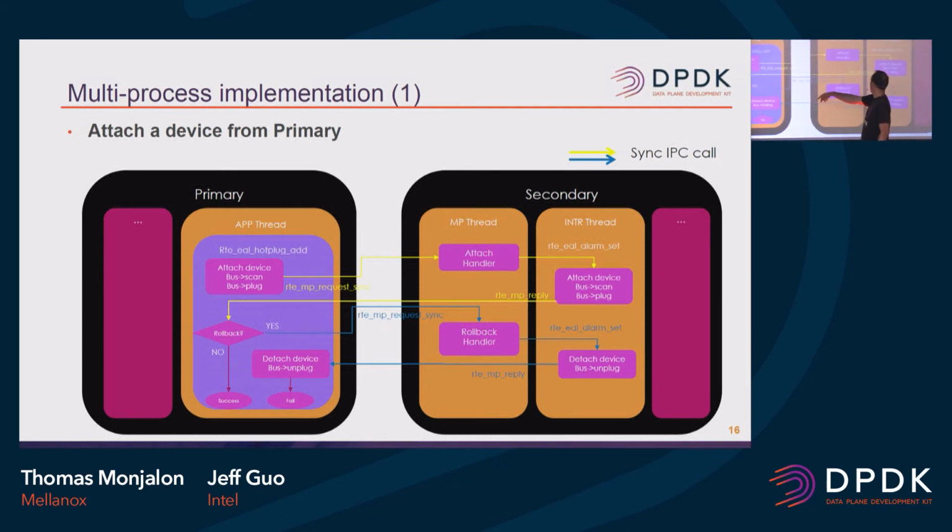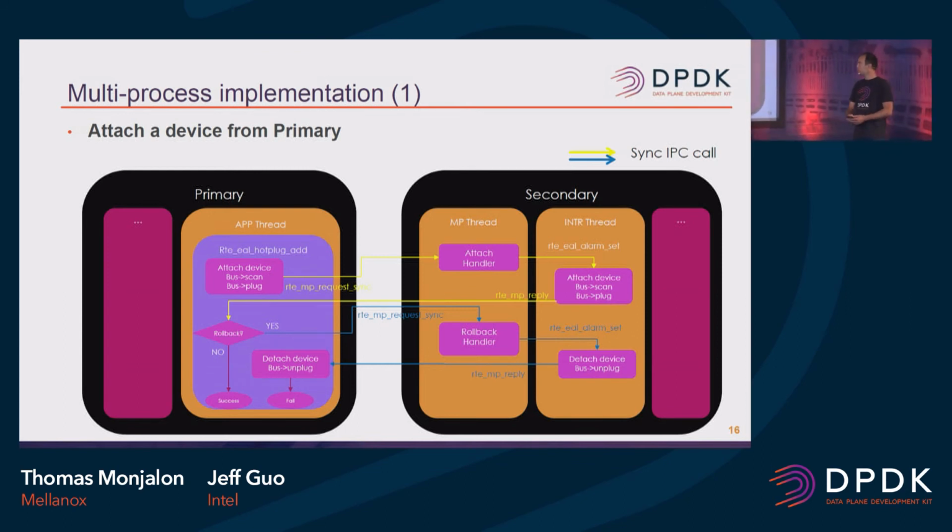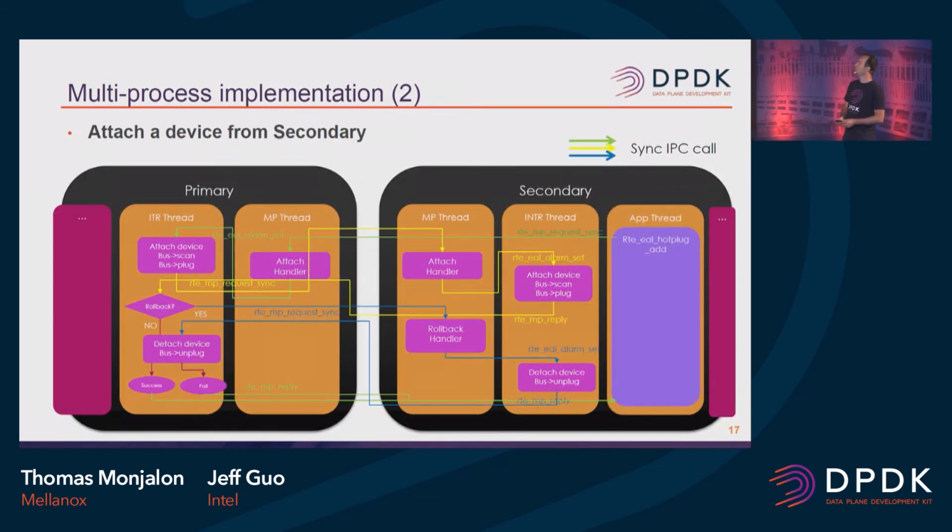If it's not okay, if we need to roll back, we send another message. This is the blue message. You have here a rollback handler, and again, for the same reason, you need to defer the reply to the interrupt thread, and then you send your reply to the primary process. This one is not so complicated, but if you are attaching a device from a secondary process, given that the primary process is managing the device database, it's a bit more complicated. I won't go into details here. You see, it's more messages, more messaging, more threads.